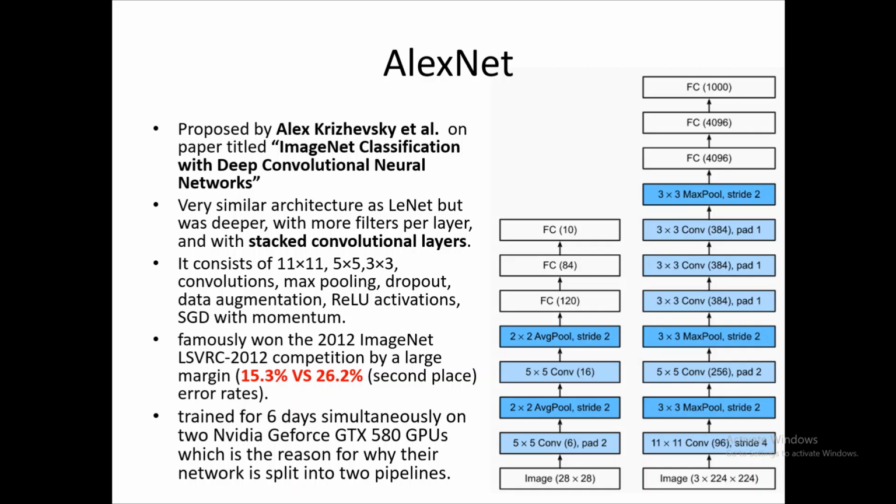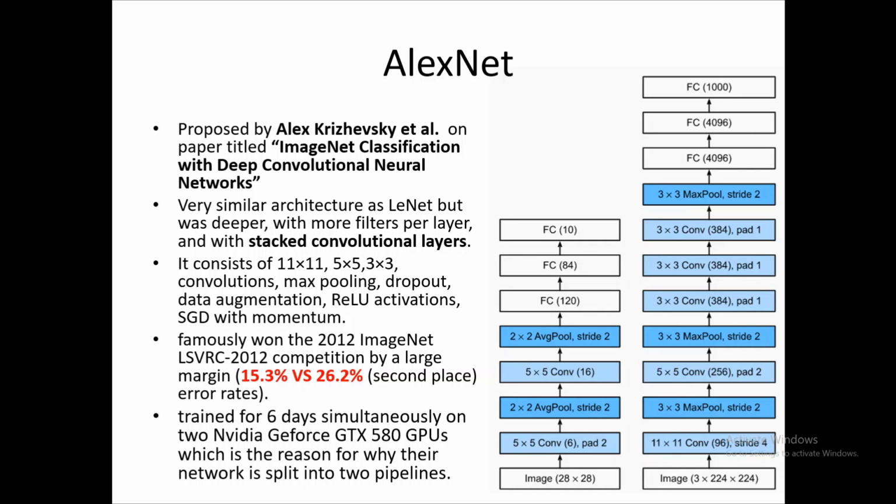Another architecture that we are going to talk about is AlexNet. This AlexNet is considered one of the most influential papers published in computer vision, and it has a similar architecture to LeNet, but it is deeper, and it has more filters per layer and stacked convolution layers. It was proposed by Alex Krizhevsky in the paper titled ImageNet Classification with Deep Convolutional Neural Networks.